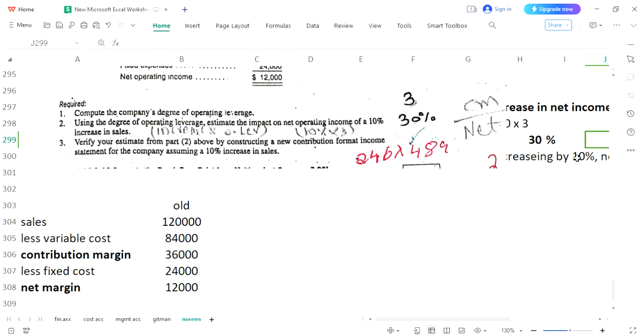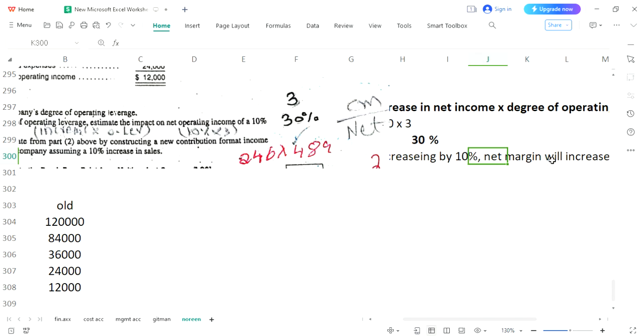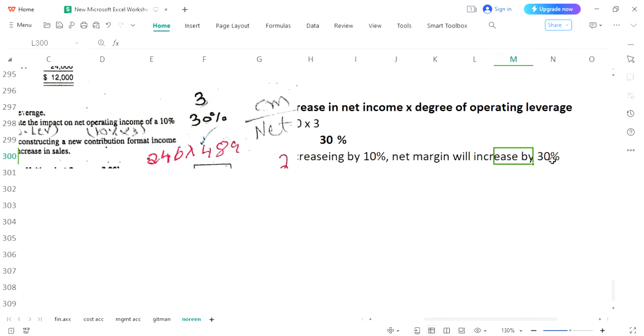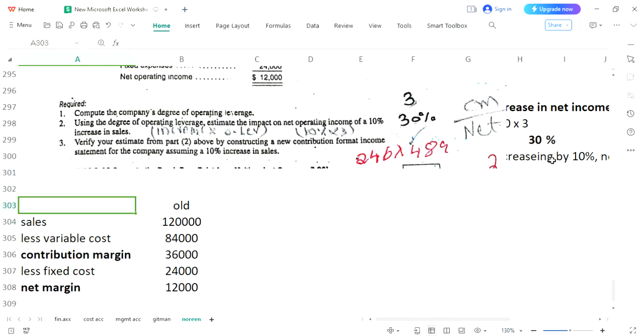Here you have written that claim. You are saying that by increasing 10% in sale, net margin will increase by 30%. Okay. This was your old, and now we will increase our sale by 10%. This was given in the question. Estimate the impact on operating income of a 10% increase in sale.